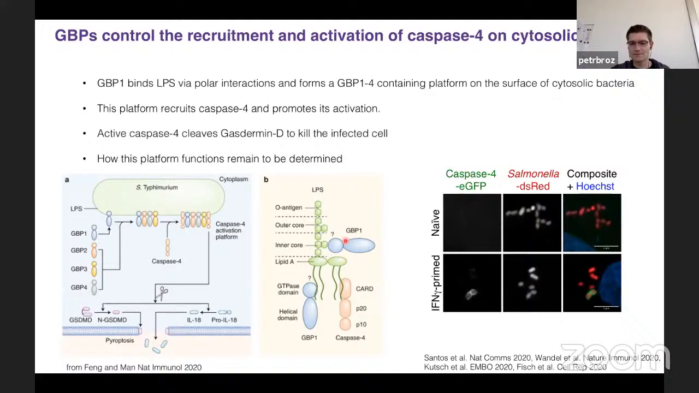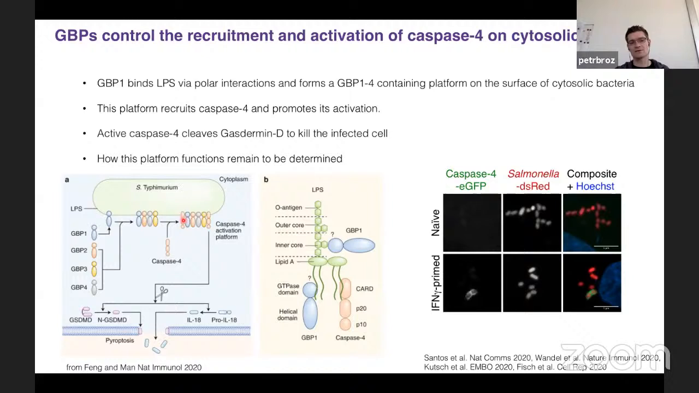This you can actually see very nicely. Here, this is GFP-tagged caspase-4. You can see here in green that it is recruited to Salmonella here, that are used to infect those cells. But it will require more work to know if this is a type of inflammasome that is built on the Salmonella surface, or if these are two separate complexes, and the GBPs play more of an indirect role in allowing the caspase to interact with the LPS on Salmonella.